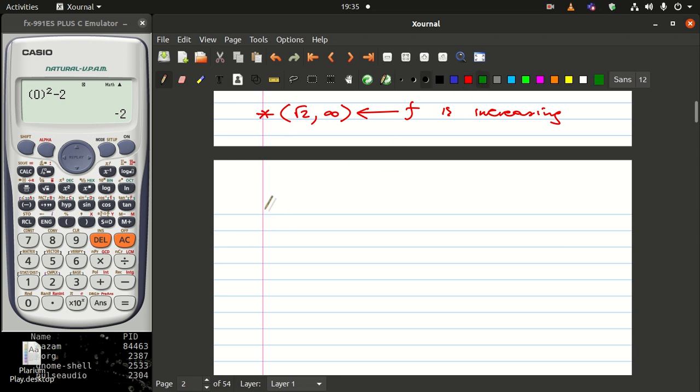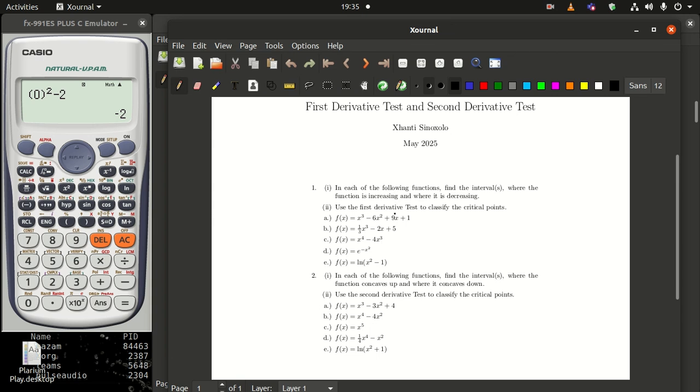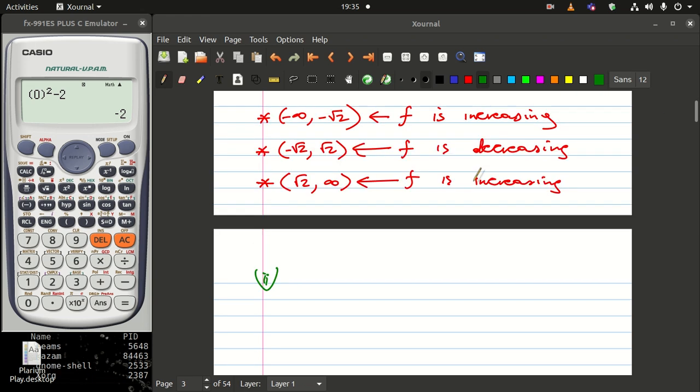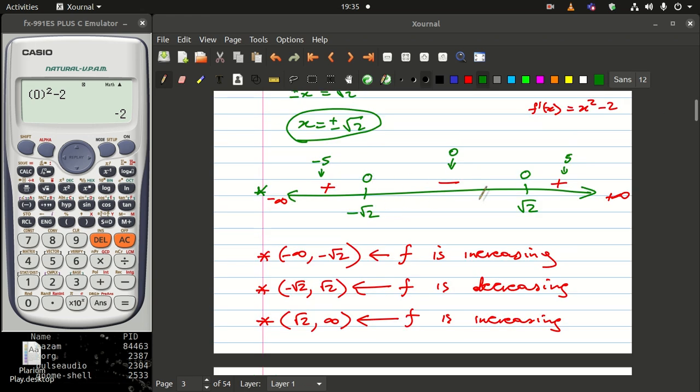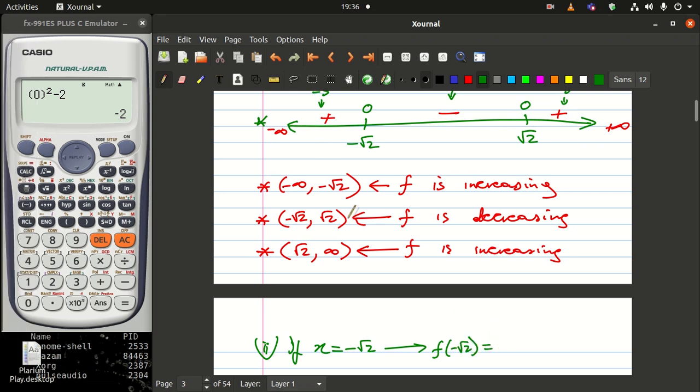Now, the second question, which is Roman numeral 2, is asking us this nice question here, which says, use the first derivative test to classify the critical points. So what is actually happening at this value and at that value? Of course, what you need to realize here is that if, let's say, x is equal to minus square root of 2, then f of negative square root 2 is equal to this. So you go to the function.